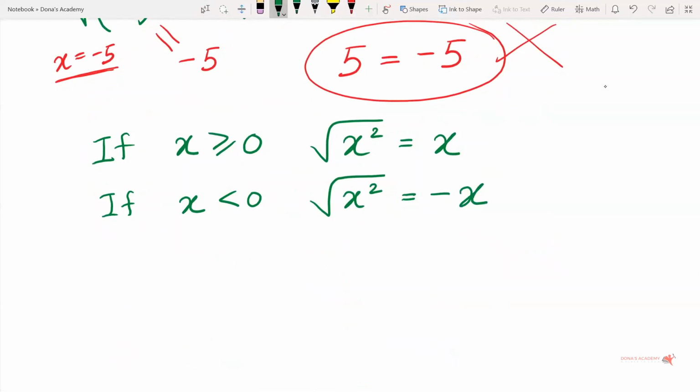So this is the correct formula for square root of x square for these two cases. We can write a single formula for that is valid for all x's. However, this coincides with something else we already know. Let me recall the absolute value function.